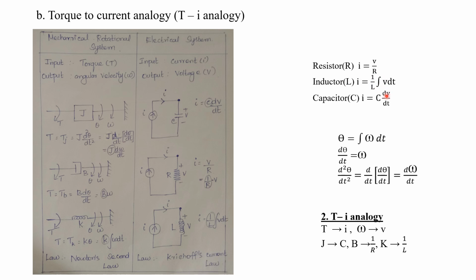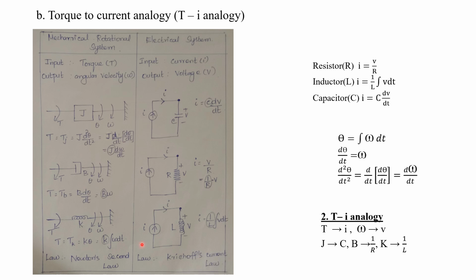1 by L into integral V dt. So here we can write 1 by L, the inductor value, into the integral of the voltage drop across the inductor V into dt. Now these two equations are in a similar form with the integration. Applied torque T will be equal to K into the integration of the angular velocity, and here the input current I is equal to 1 by L into the integration of the output voltage.